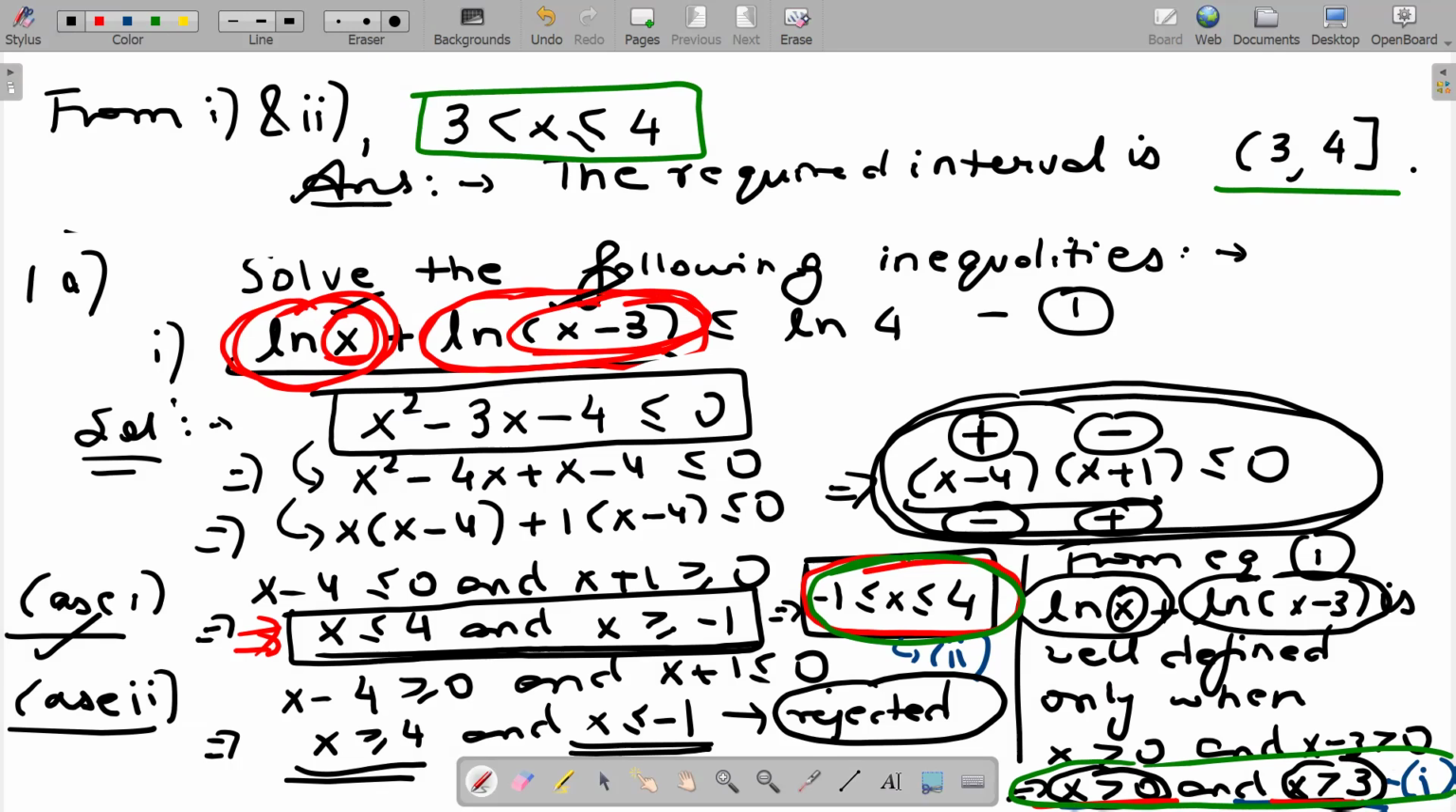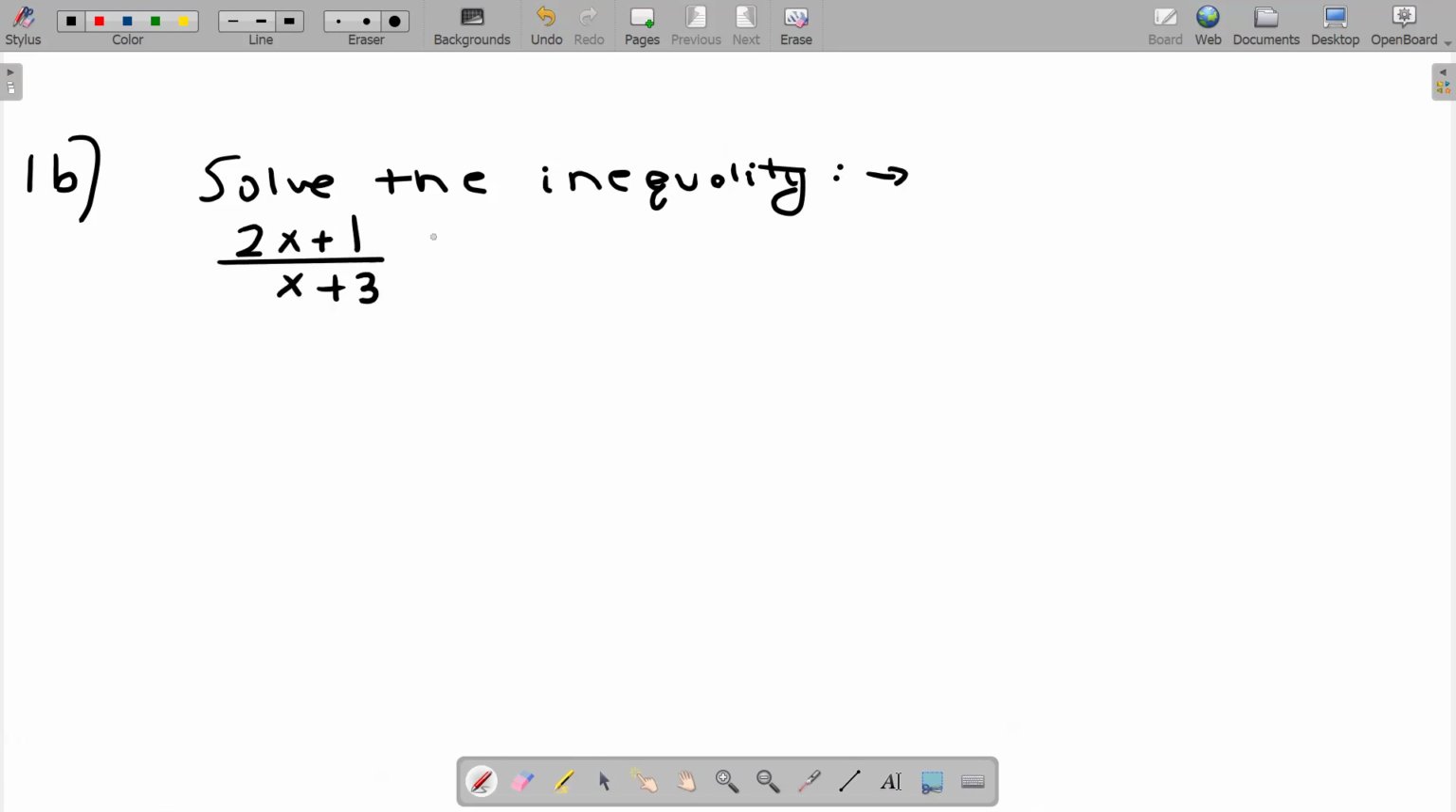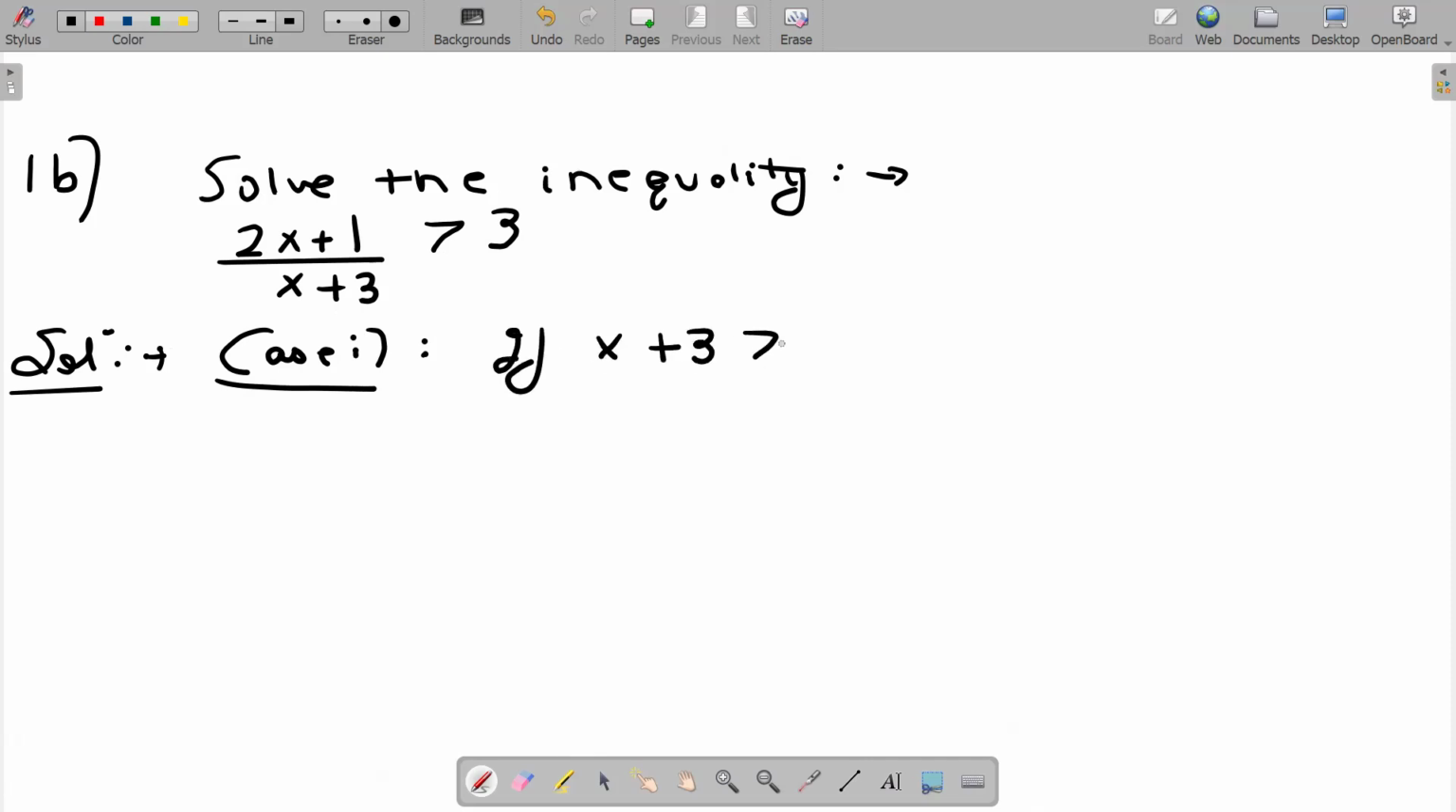Let's solve question 1 part B. Again, we need to solve the inequality, which is 2x plus 1 over x plus 3 strictly more than 3. Now again, if you look at this, it's a fraction. Again, we can take cases. Okay, so case 1. If x plus 3 is strictly positive, so this implies, if I cross multiply, 2x plus 1 is more than 3 times x plus 3.